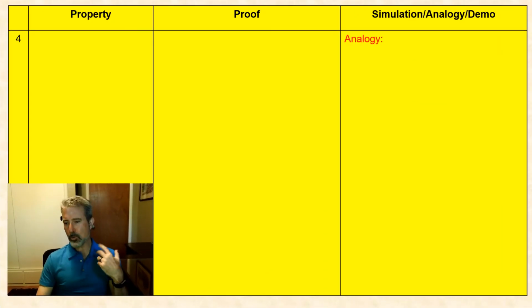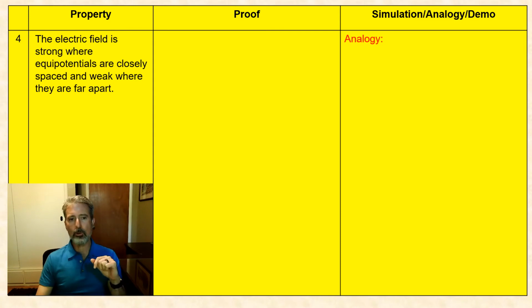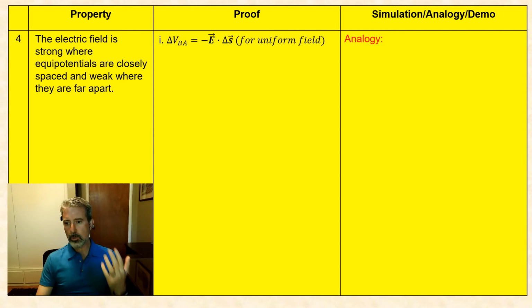The fourth property that we'll introduce here in this slide is one that was briefly mentioned in the simulation on the previous slide, but we will more formally talk about it here. And it goes like this. The electric field is strong where equipotentials are closely spaced and weak where they are far apart. In other words, there's this inverse relationship between electric field strength and equipotential spacing. And we will see shortly how the analogy between electric potential and elevation on a contour map applies.